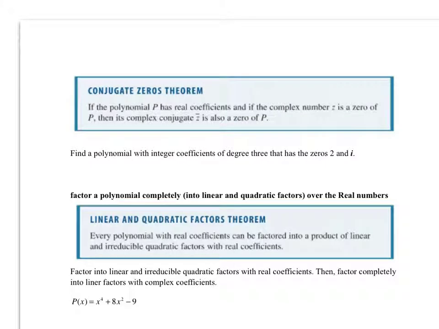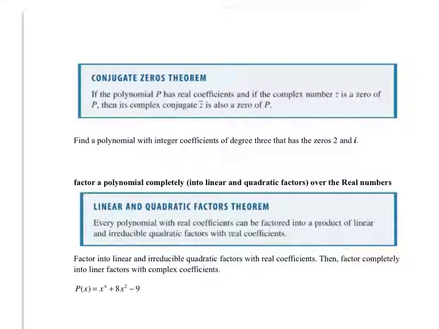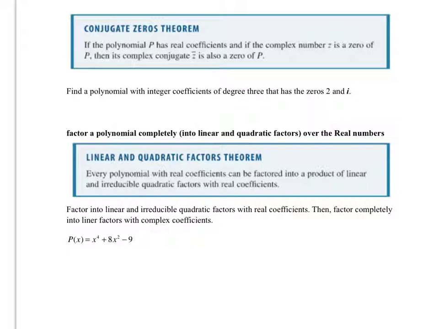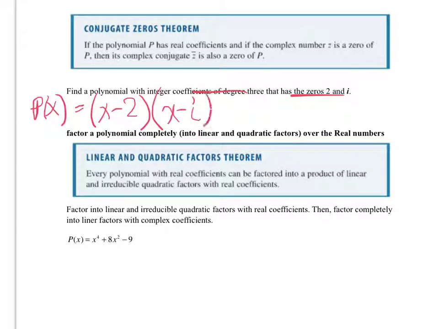Now to the conjugate zeros theorem, where if a polynomial has a complex number for a 0, then it also has its complex conjugate for a 0. And we can use that to find polynomials given information about the degree and about the zeros. So a degree 3 polynomial, it has a 0 of 2, therefore I know that this polynomial, p of x, has a factor of x minus 2. It has a 0 of i, so a factor of x minus i. And by the conjugate zeros theorem, it also has a 0 of negative i, so x plus i is a factor.